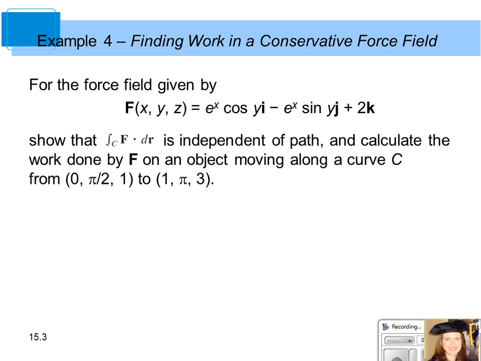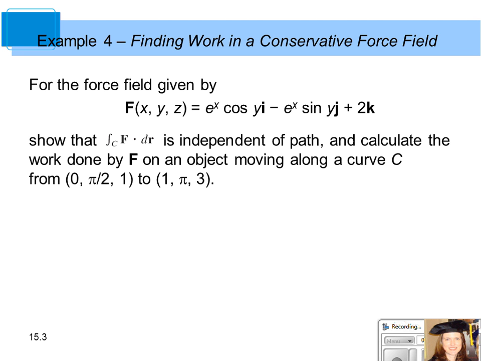In this example, we want to find the work for the force field given by this function of 3 variables, F equals e to the x cosine y i minus e to the x sine y j plus 2k. We want to show that this line integral is independent of the path. In other words, we want to make sure that this is conservative, and then calculate the work done on the object moving along a curve, beginning at the location (0, pi over 2, 1), ending at the point (1, pi, 3). So you want to first check that the vector field is conservative.